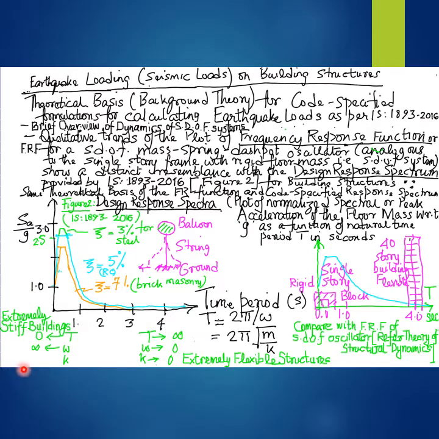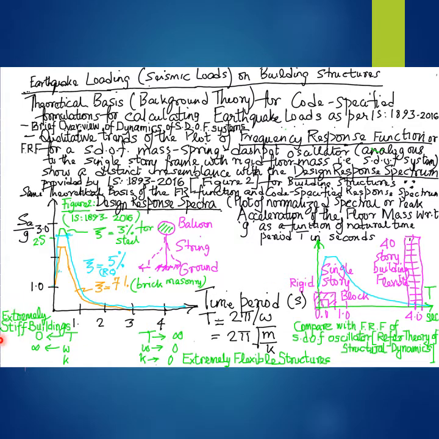In such extremely stiff buildings that are almost or infinitely rigid or stiff, as depicted by this rigid single-story block lying on the left end of the spectrum at its left extreme, the building, or the rigid block, is so stiff or rigid that the building simply follows the ground in the event of an earthquake ground motion.